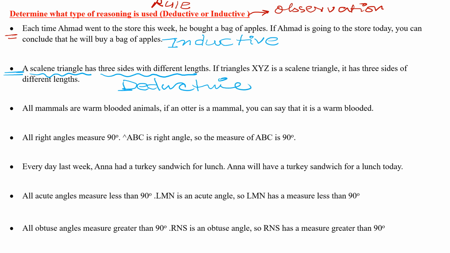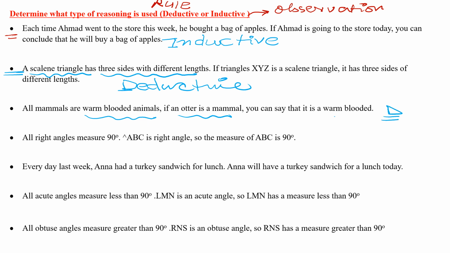All mammals are warm-blooded animals. If an otter is a mammal, you can say that it is a warm-blooded animal. So all mammals are warm-blooded. Any mammal will definitely be a warm-blooded animal. So it is also a fact, and it falls under deductive reasoning.